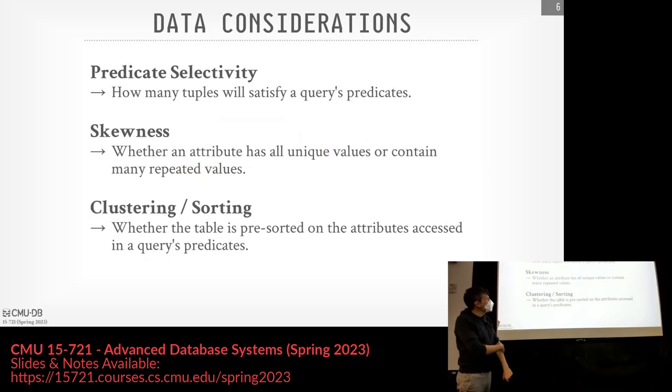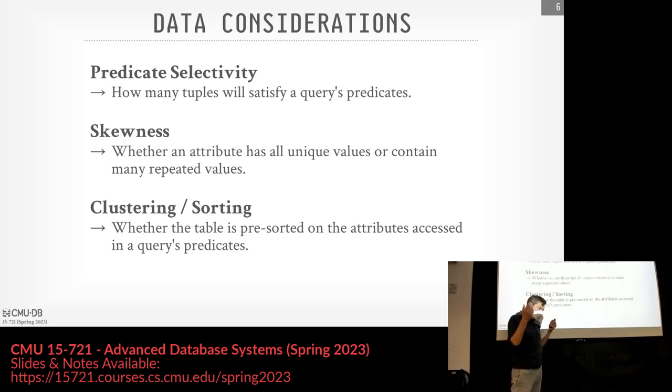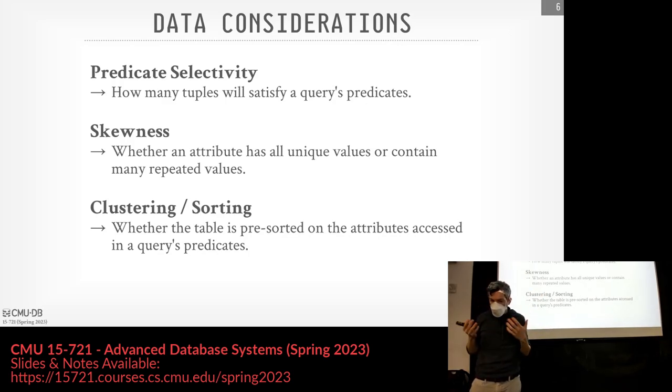The considerations we have to have anytime we're doing data pruning or using auxiliary data structures is, of course, how selective these predicates are going to be. If there's a column that's a Boolean value and for every one billion tuples this column is true, we don't want to build an index on that because it's useless, since we might just scan and rip through it. So how selective the queries are will determine how effective these auxiliary data structures are going to be. We also have to consider how skewed the data is.